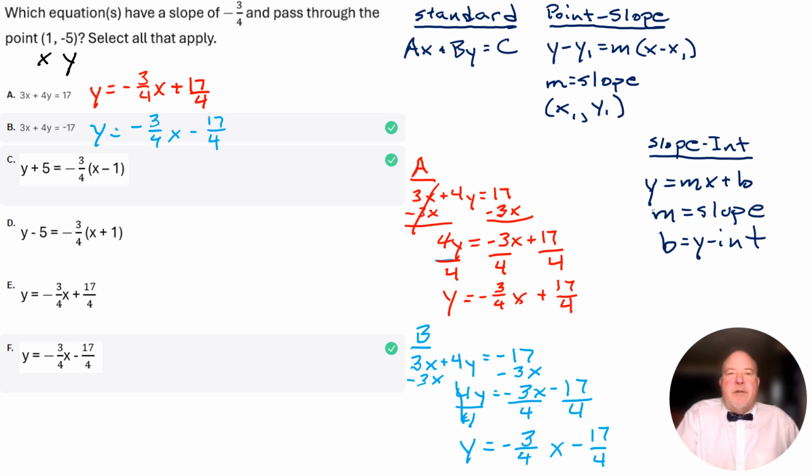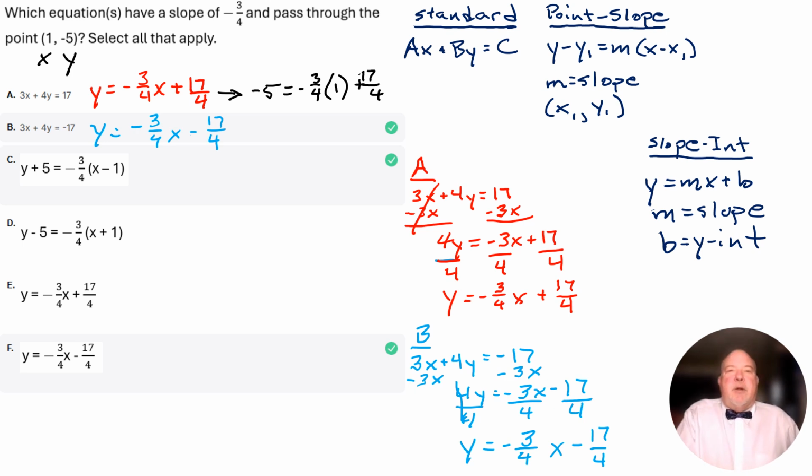And so I'm really running out of room. I don't like to work sideways, but we're going to try it, see if I can fit this in here. So I'm going to replace y with negative 5. I'm going to replace x with 1. So I have negative 5 equals negative 3/4 times 1 plus 17/4. Oh, 17/4. Erase my little squiggle there.